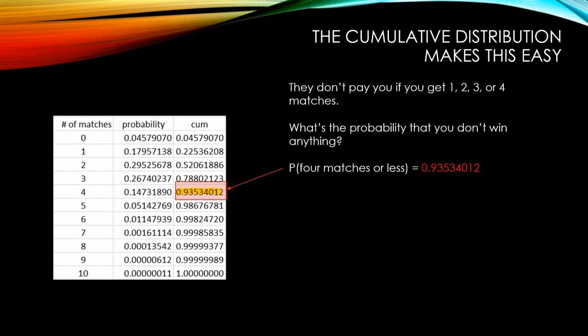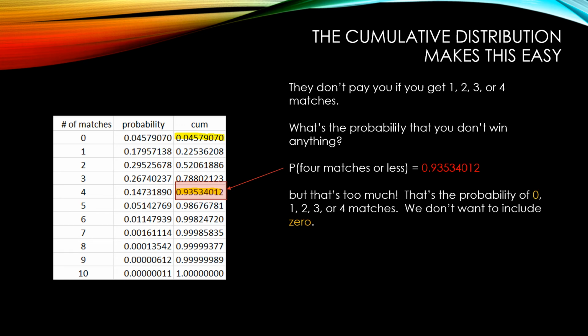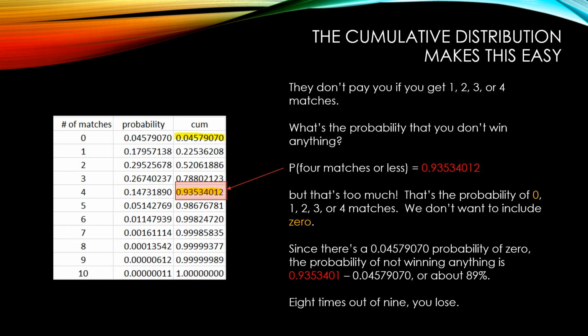So I have to subtract off some. How much do I have to subtract off? I'm hoping you said it's right there. That's the chance of getting 0 matches or less. So if I take 4 or less and subtract off 0 or less, then I get exactly 1, 2, 3, or 4. And that comes out to be about 89%, which is pretty heavy duty. It says that 89% of the time, or 8 times out of 9, you actually end up losing and not making any money at all at this game. That's how the state makes money from it.